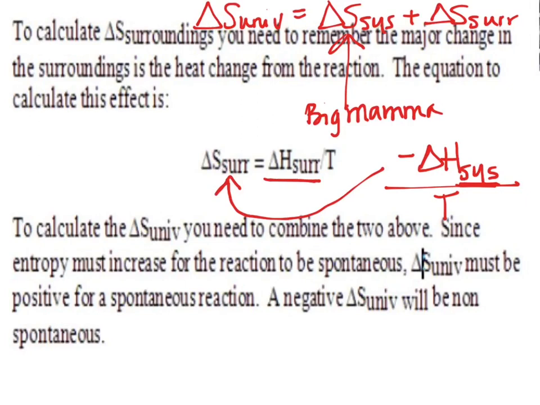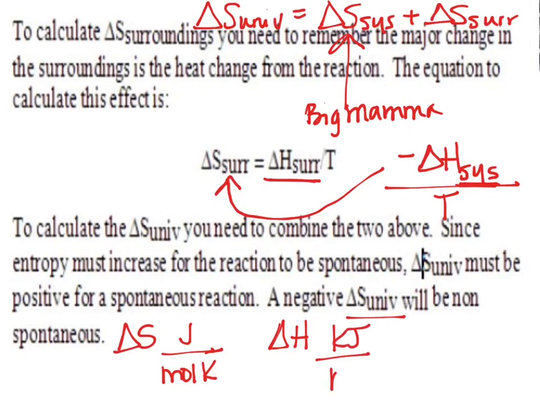All right, what you need to know is if you have a negative delta S, it is non-spontaneous. Delta S units are joules per mole. Delta H from the last part is kilojoules per mole.